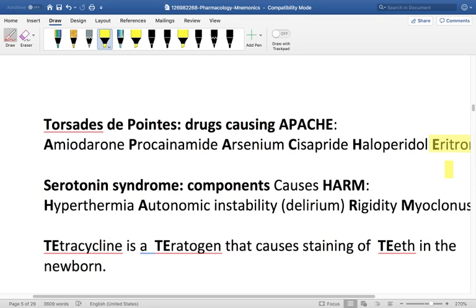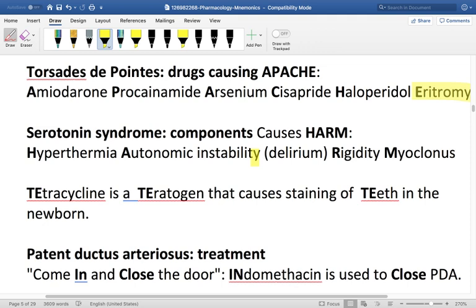Now, serotonin syndrome, what are the components of the serotonin syndrome? You can remember HARM. Hyperthermia, autonomic instability, rigidity, myoclonus. They're all the important effects you need to remember in relation to the serotonin syndrome.